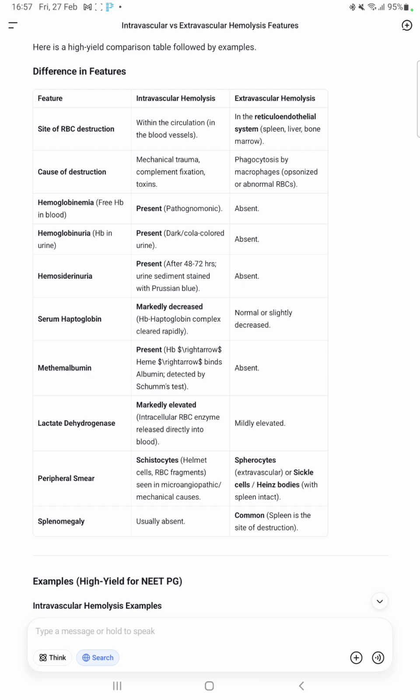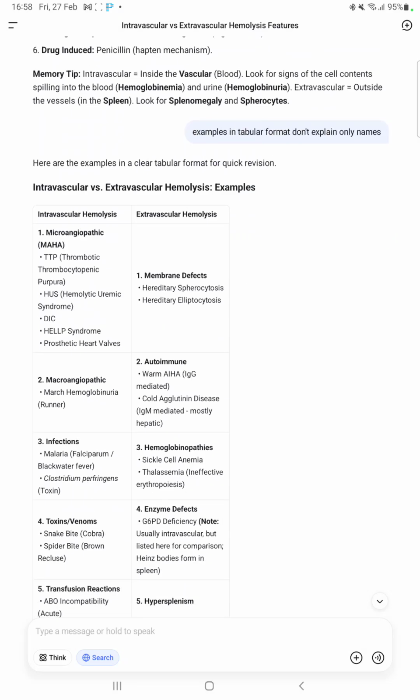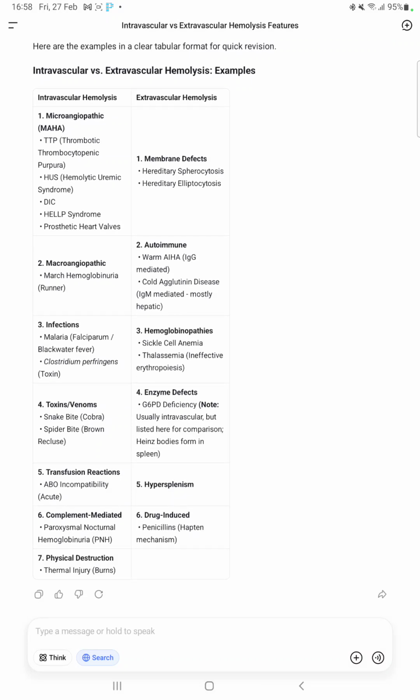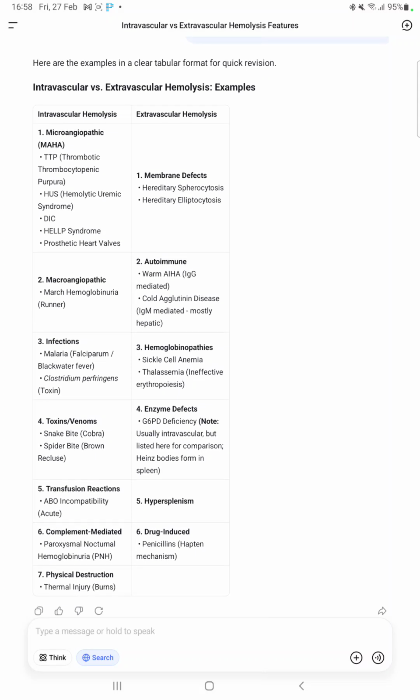In extravascular hemolysis, what is more commonly seen is the death of the RBCs in the reticuloendothelial system of the spleen and the liver, because of which splenomegaly is common. Hepatomegaly is also common. Similarly, it will lead to spherocytes on the peripheral smear, and pigmented bile stones are seen. Now, examples of intravascular hemolysis are microangiopathic hemolytic anemia, that is HUS, TTP, DIC, HELLP syndrome, then macroangiopathic hemolytic anemia, then malaria or toxins, that is snake bite, spider bite, and transfusion reactions, while in the case of paroxysmal nocturnal hemoglobinuria.